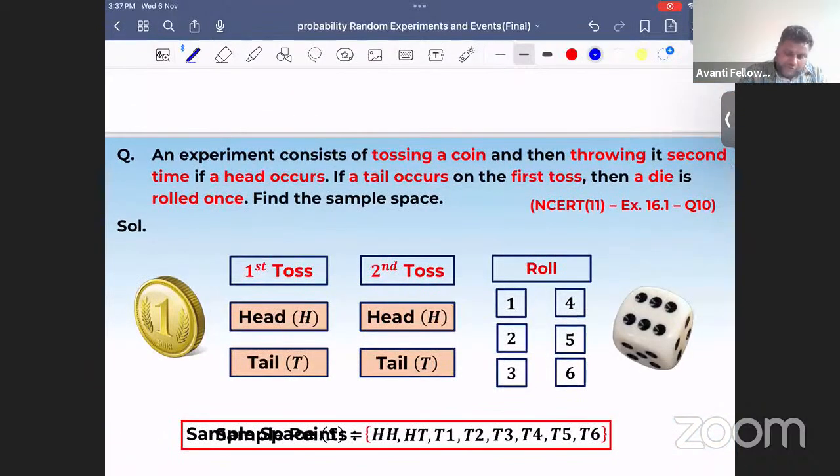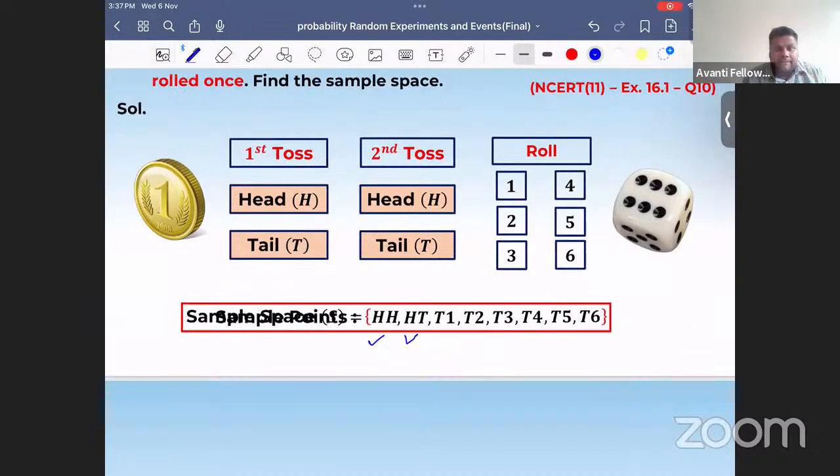Now, an experiment consists of tossing a coin and then throwing it a second time if a head occurs. If a tail occurs on the first toss, then a die is rolled once. Find the sample space. Now see, if in the first throw you get a head, then you toss the coin again. If you get a tail, then you roll a dice. So what will be the sample space? HH, HT. If head occurs, you toss it again. You may get head, you may get tail. If tail occurs, you roll a dice. So T1, T2, T3, T4, T5, and T6. Got it?